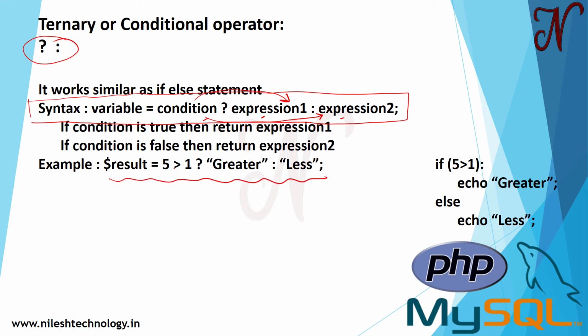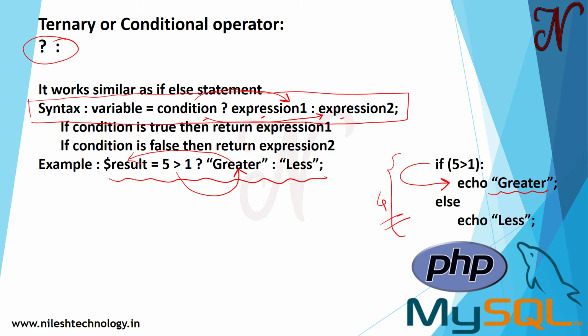5 is greater than 1, the condition is true, so it goes to this side. So this greater answer is assigned to this result variable. Same here, if 5 is greater than 1, true, so it goes to if greater. The advantage is that, compared to if, which uses a total of 4 lines, this expression uses only 1 line. This operator is available in almost all languages, that is C, C++, Java, .NET.